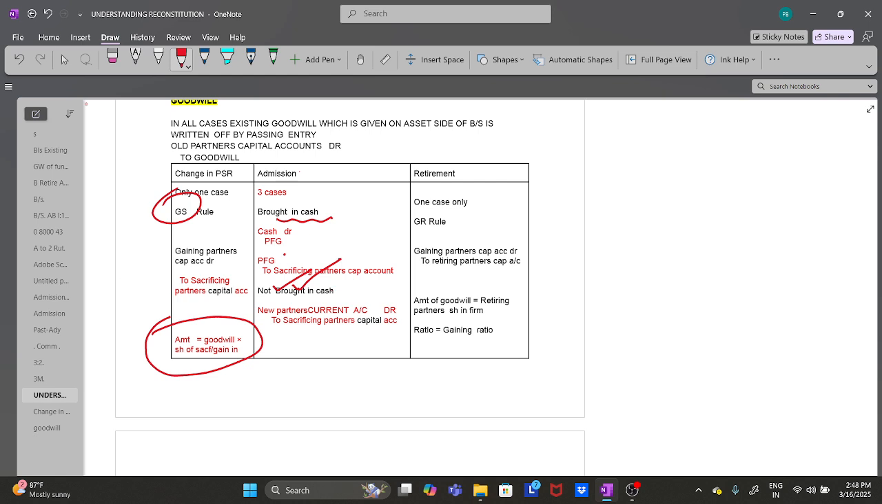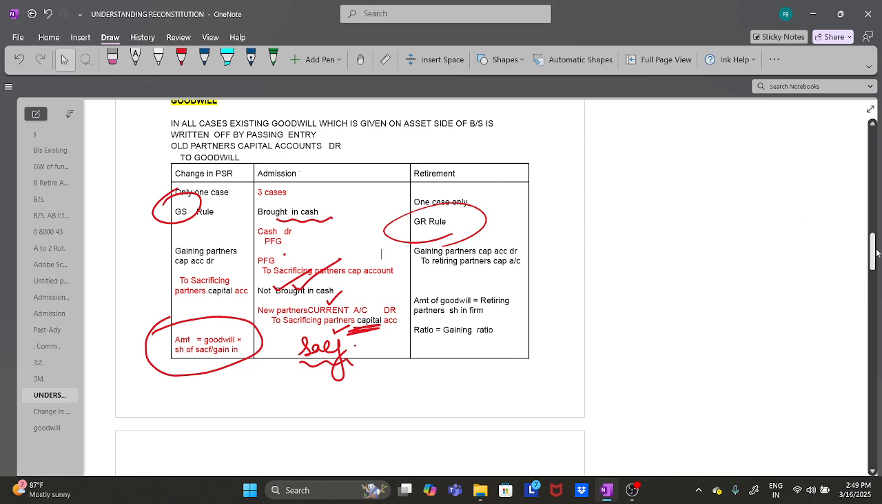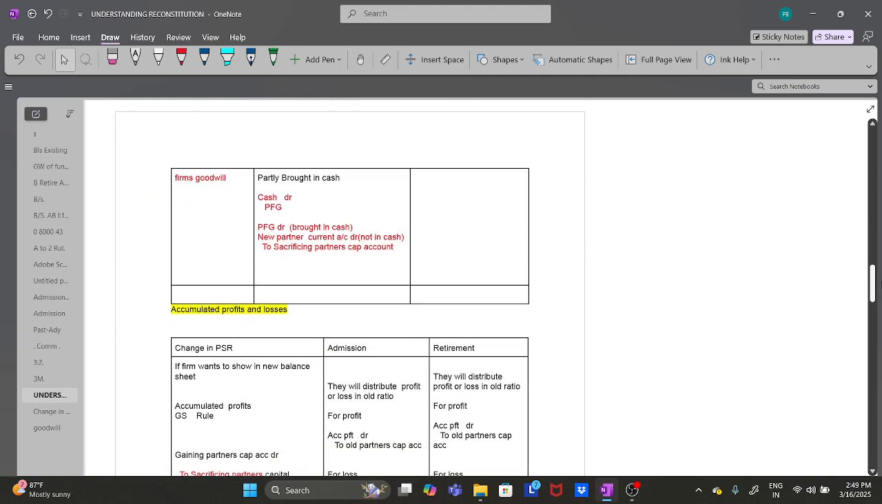And if not brought in cash, then the new partner's current account gets debited, sacrificing partners' capital account gets credited. Obviously this entry is passed with the new partner's share of goodwill, and the ratio to be used in this is the sacrificing ratio. At the time of retirement, we follow the rule gaining partner debit, retiring partner credit. Gaining partner is debited, retiring partner gets credited. So that's the calculation at the time of retirement and accounting treatment of goodwill.